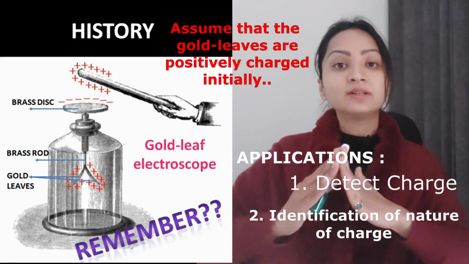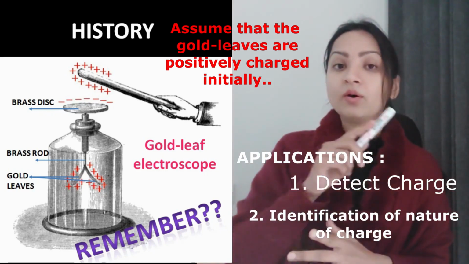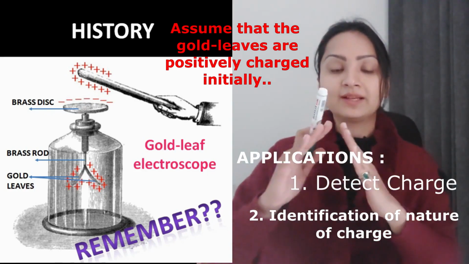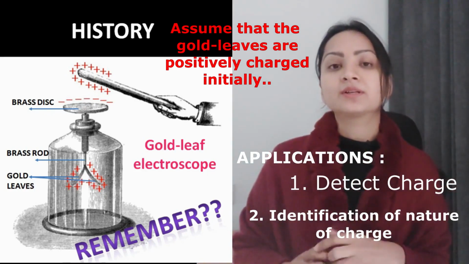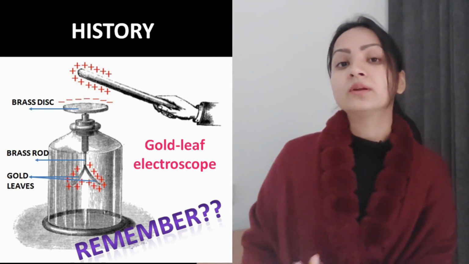Now if the leaves further diverge, that means that the object was positively charged, and if they come closer, if they cling together, that means that the object is negatively charged. This was all about the basic history of the gold leaf electroscope.